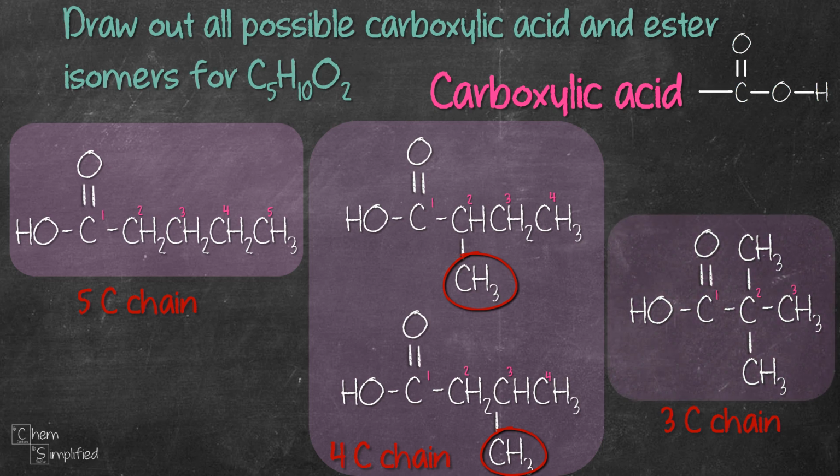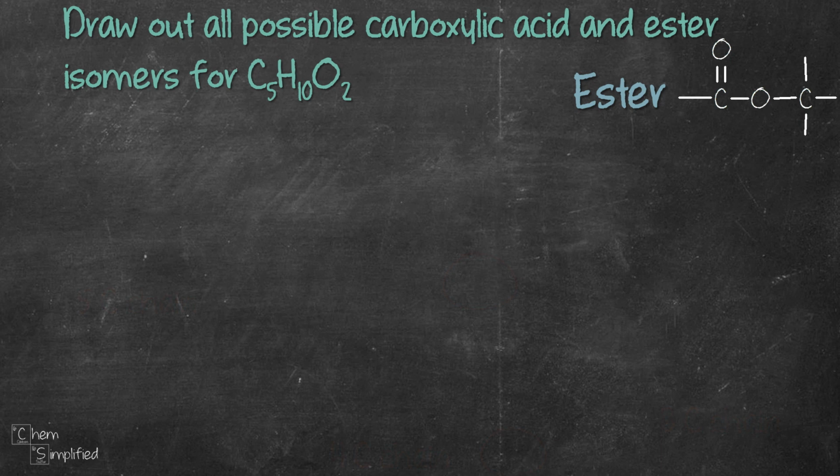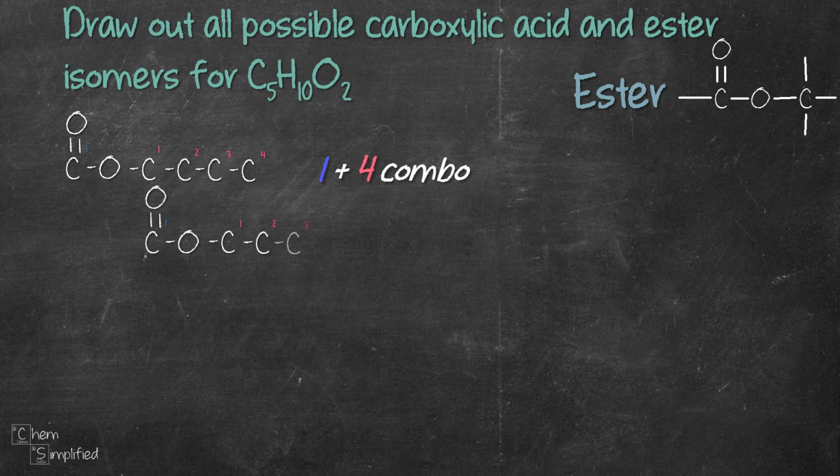Alright, now let's move on to esters. For ester, the functional group is COOC. So let's start by placing it at the beginning. We've used up 2 carbons and 2 oxygens. So for the remaining 3 carbons, let's place them after the COOC group like this. And that will give us a 1 plus 4 combo. Retaining the 1 carbon at the carbonyl group, let's shorten the 4 carbon chain after oxygen to 3 carbon. And then we'll place that extra carbon on the first carbon after oxygen.